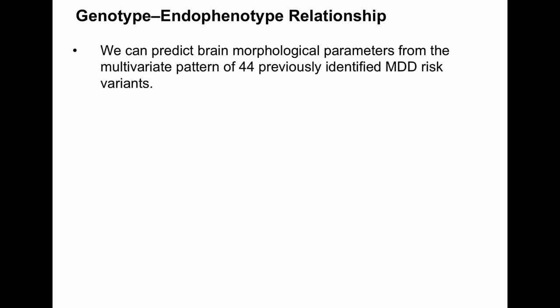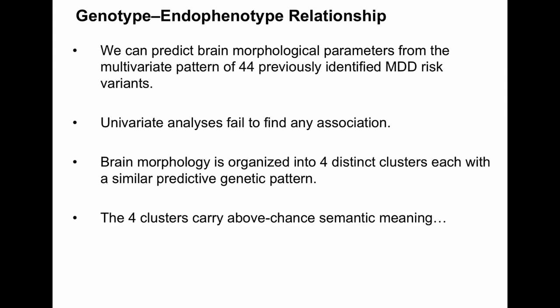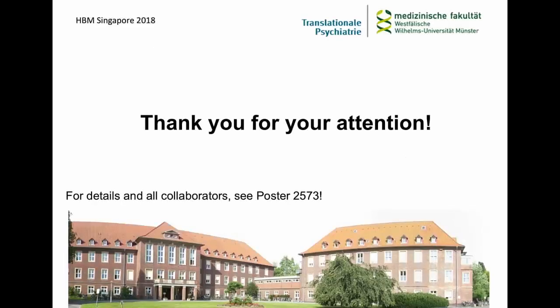We think the first thing to see is that we could predict brain morphology from the pattern of the 44 risk genes that had previously been identified in a large-scale study. The univariate analysis, the classic imaging genetics analysis, did not find anything, even though this is one of the largest samples ever used, where you would expect that this power would actually help you to find something. And brain morphology is organized into 4 distinct clusters, each with a similar predictive pattern. And the 4 clusters carry above chance semantic meaning.